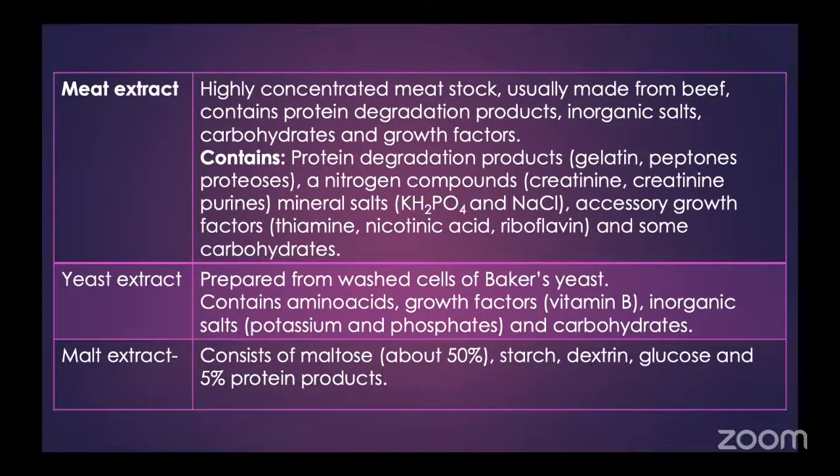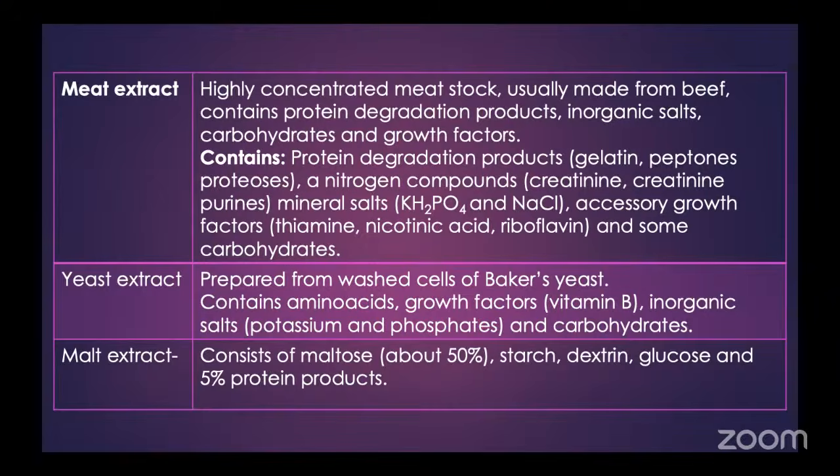Meat extract is a highly concentrated meat stock, usually made from beef. It contains certain protein degradation products, inorganic salts, carbohydrates, growth factors, and also some gelatin, peptones, proteases, nitrogen compounds, accessory growth factors, and some carbs. Yeast extract is made by using baker's yeast: you wash these cells and extract the contents, and it basically contains amino acids, certain growth factors, and salts.